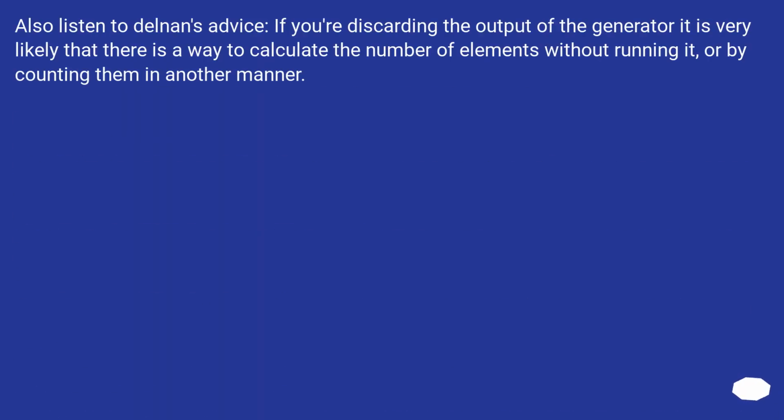Also, listen to Delman's advice. If you are discarding the output of the generator, it is very likely that there is a way to calculate the number of elements without running it, or by counting them in another manner.